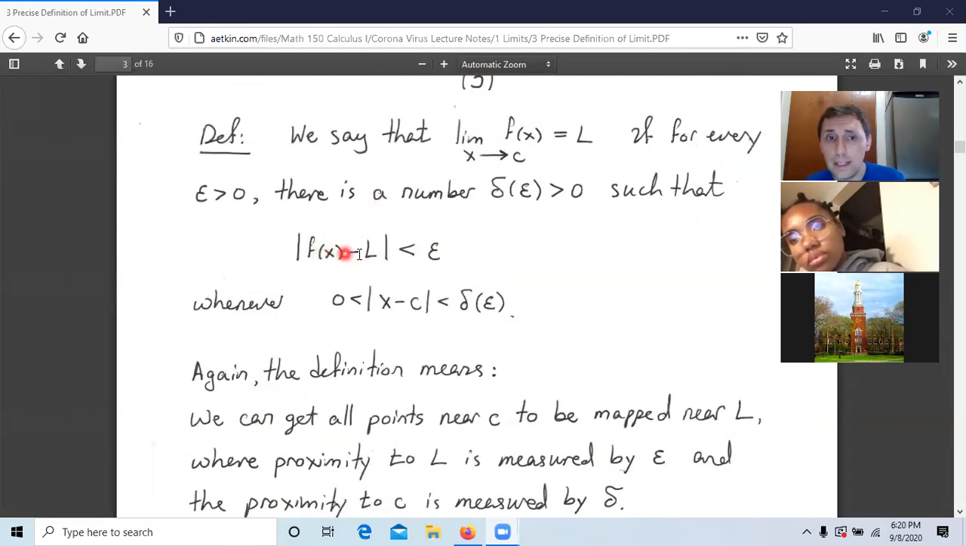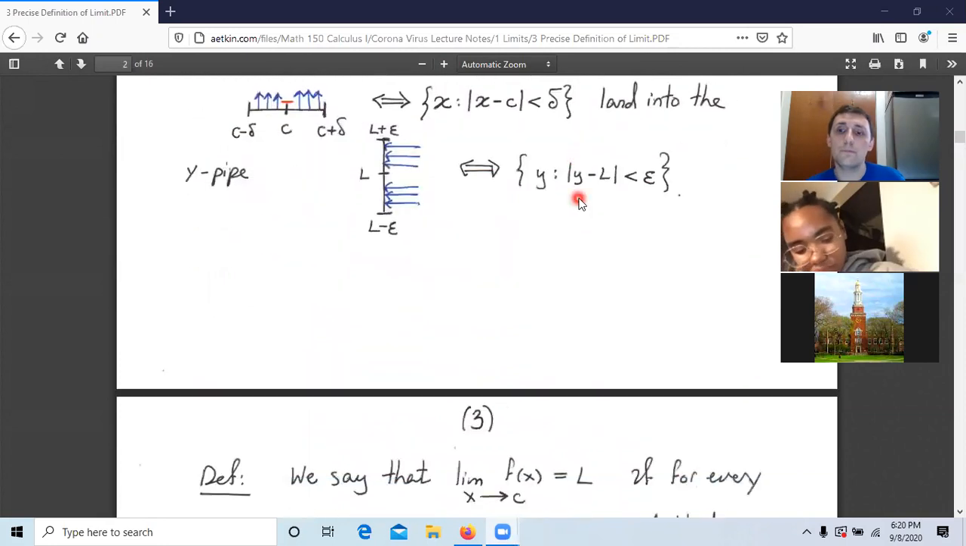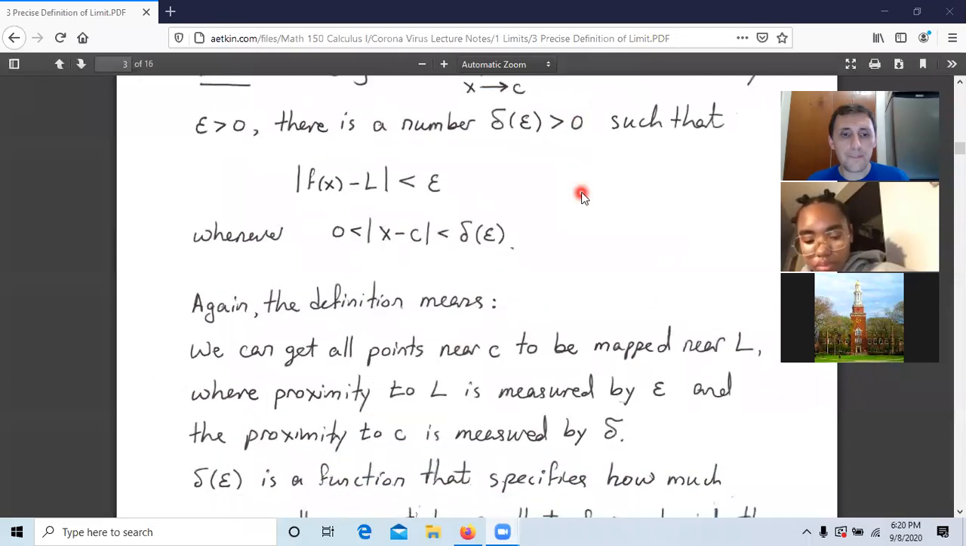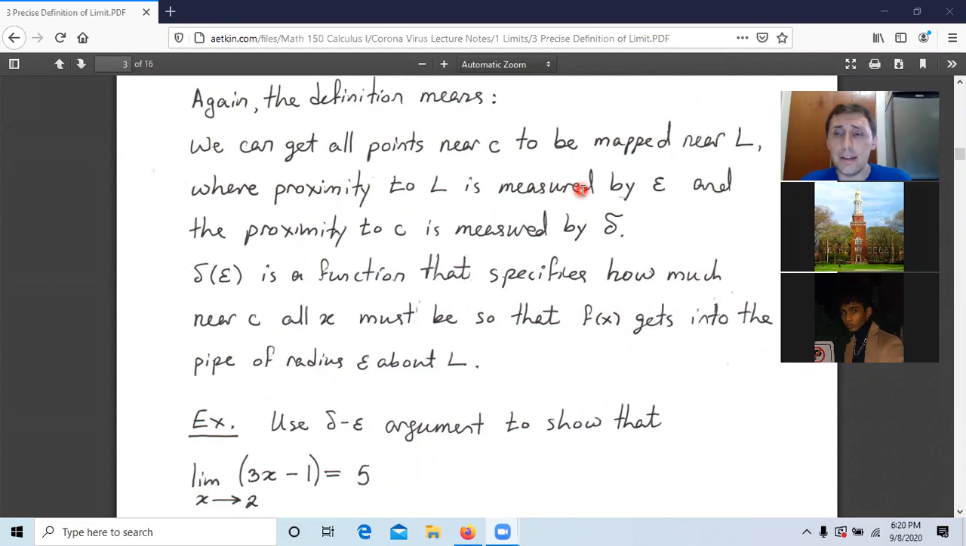So I know the point landed in the pipe if the distance of the point f of x to the center of the pipe is less than the radius of the pipe. Make sense? And that is achieved whenever x came out of a pipe around c of radius delta of epsilon. So if it came from this pipe, then it's entering where it should go. Good. So here is my first explanation of a delta epsilon argument. We'll do it together, and then you will try a similar example on your own. Sounds good?